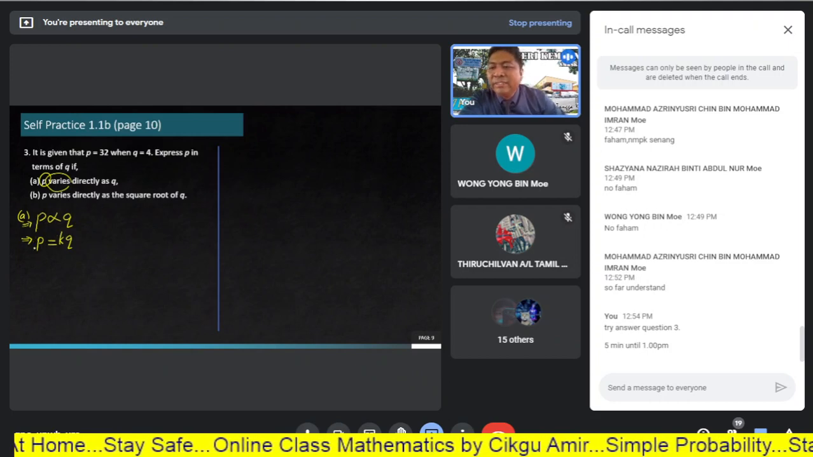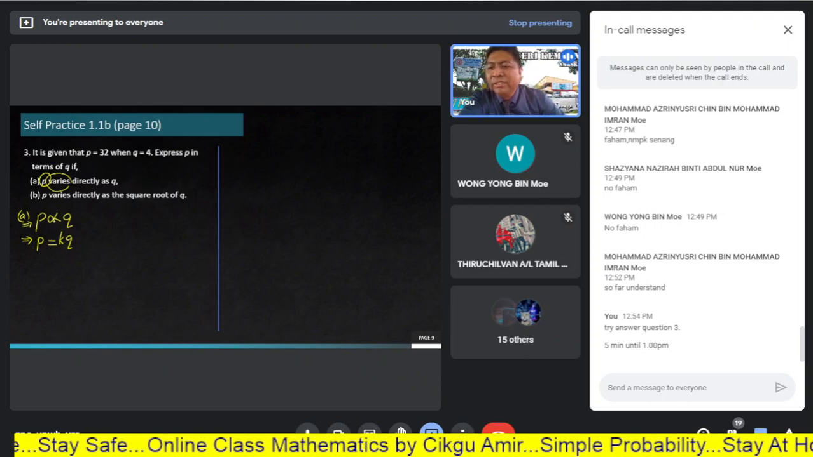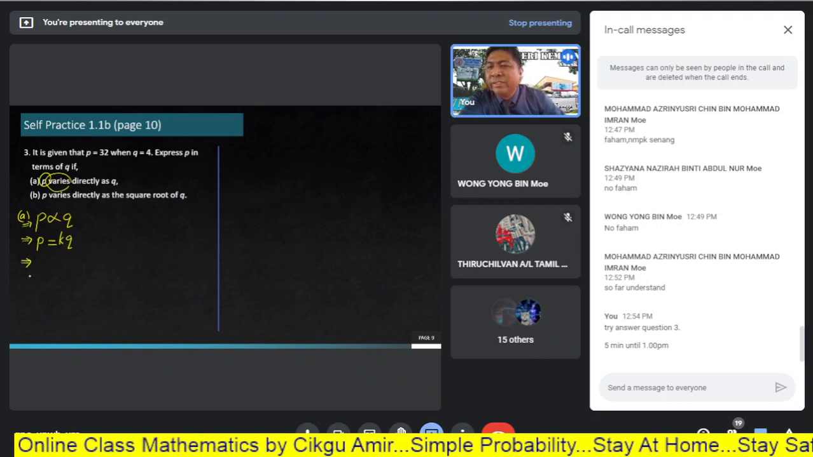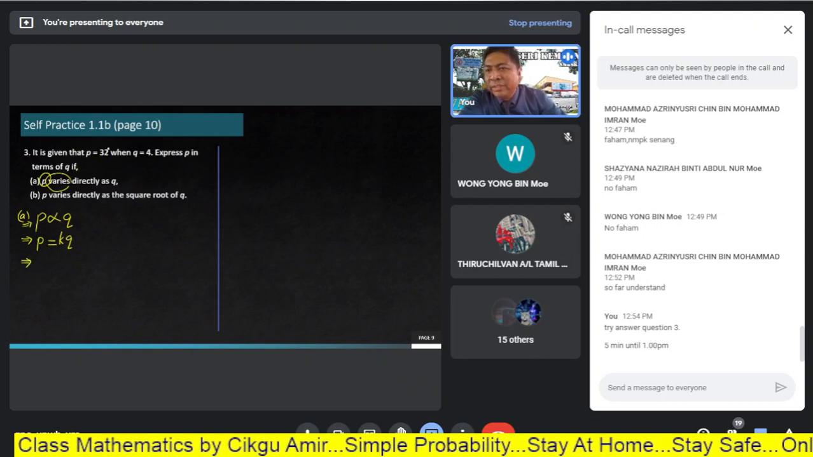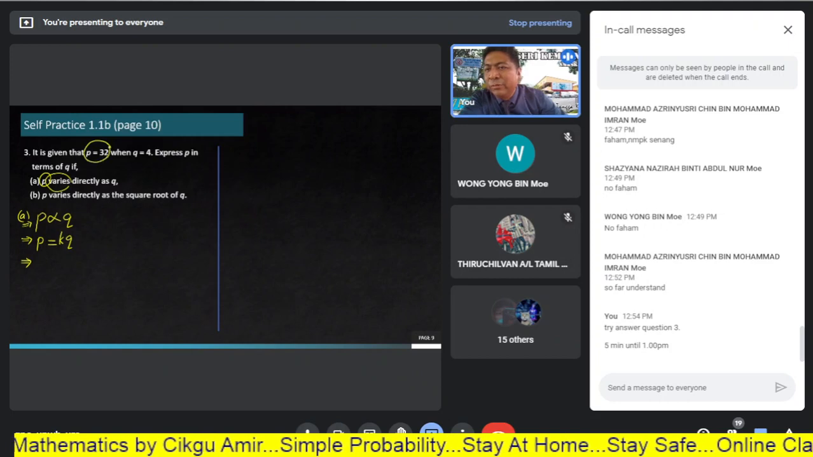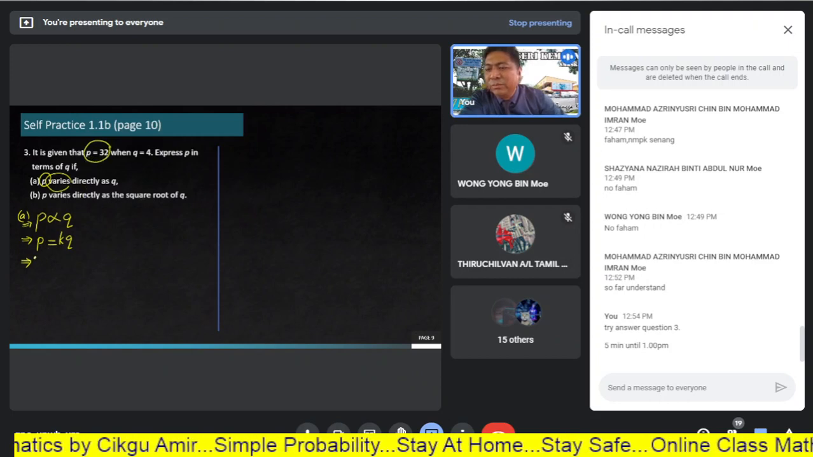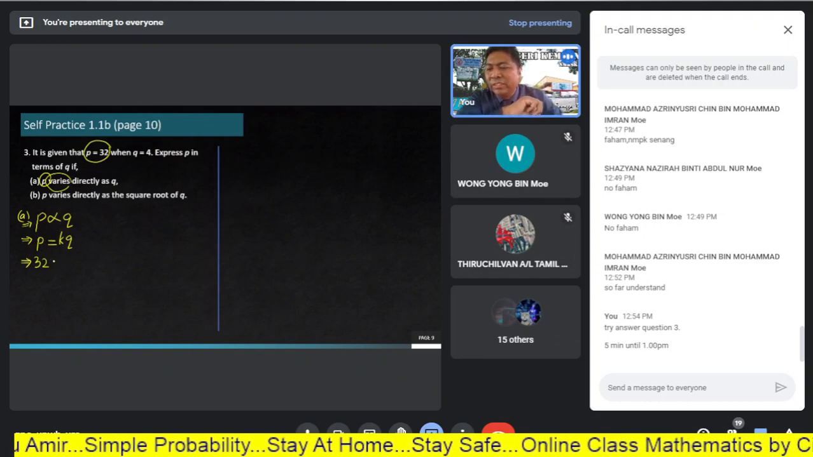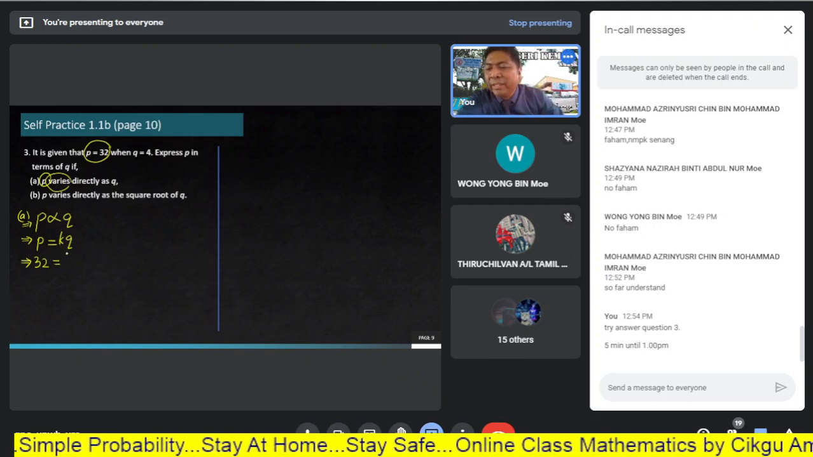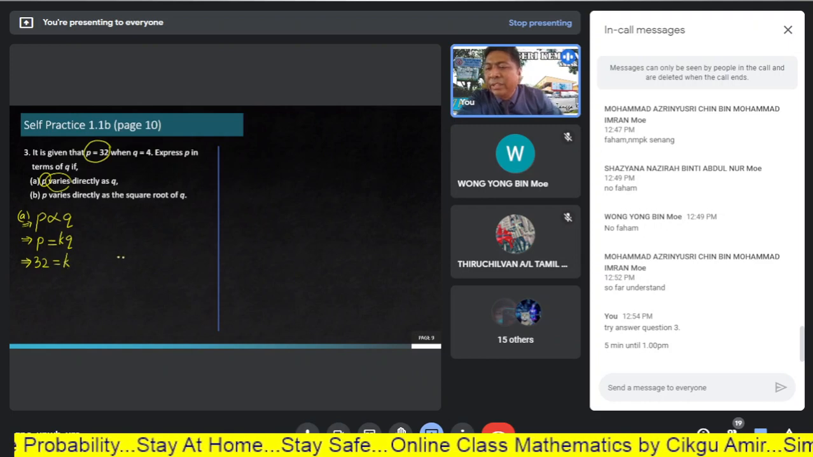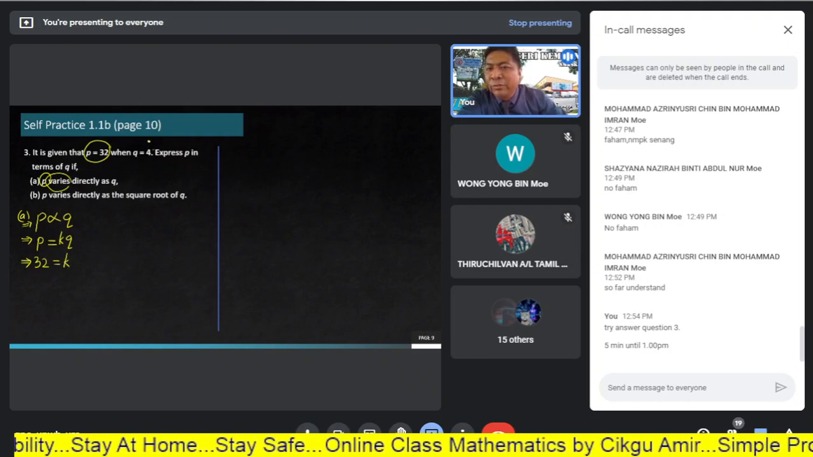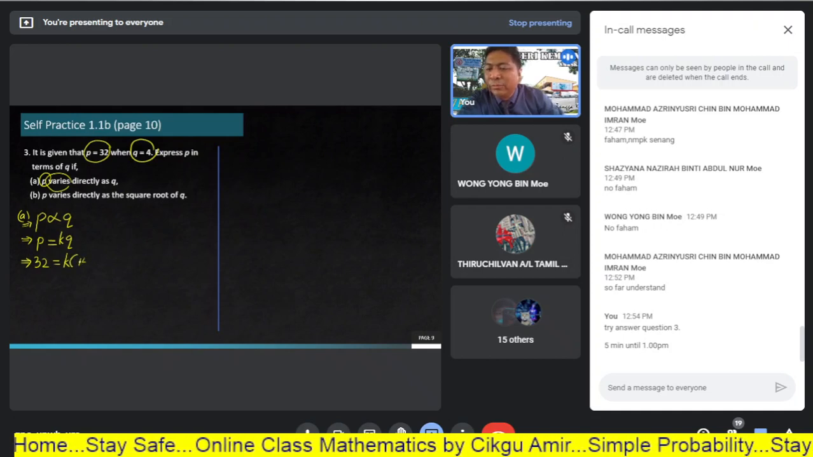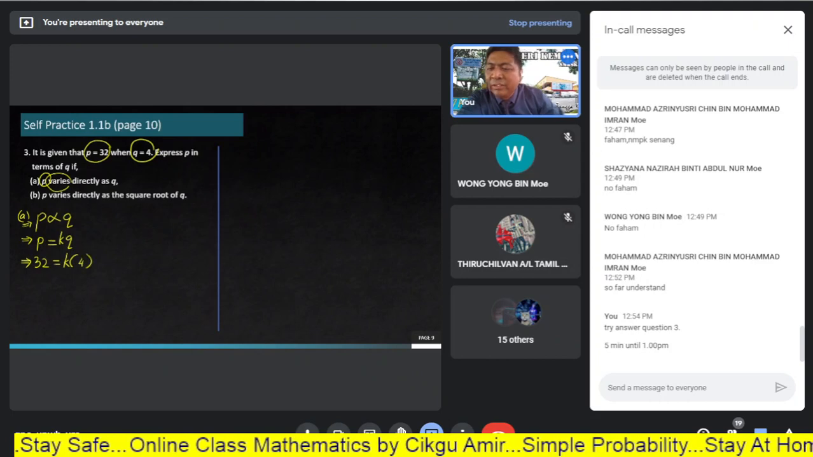The third step, we substitute the value. Which value? In the question. We get it from the question. P is 32. Let's substitute. P is 32 equal to K. No value yet for K. And we have Q equal to 4. Sorry, not 40, 4.